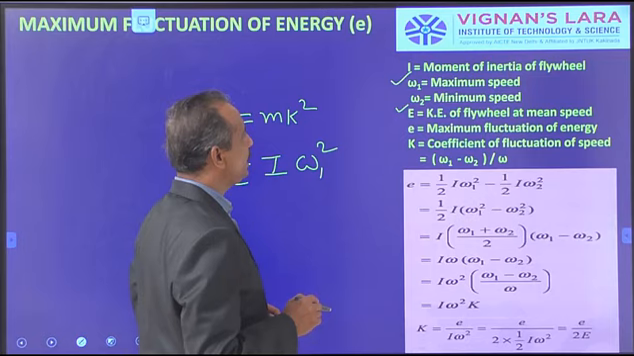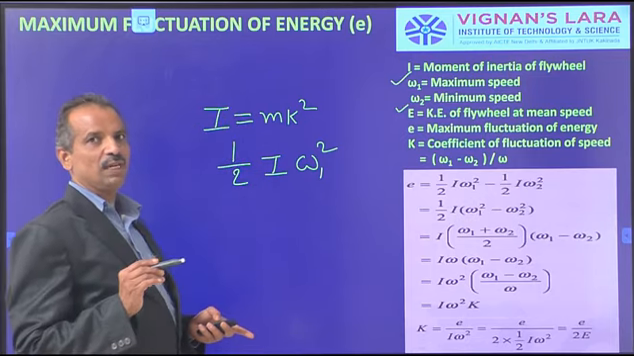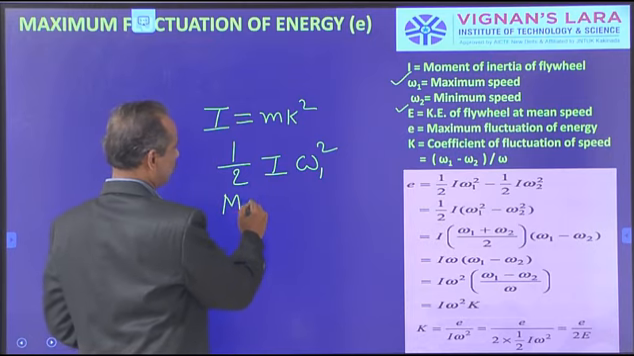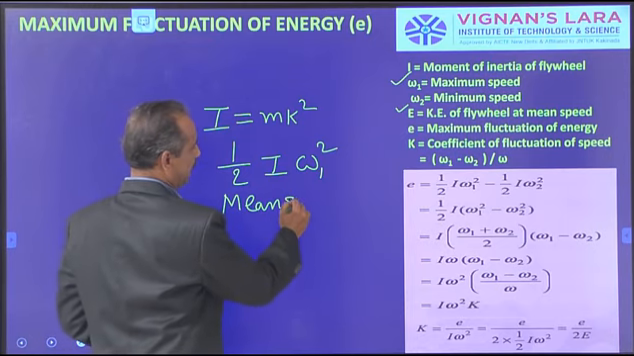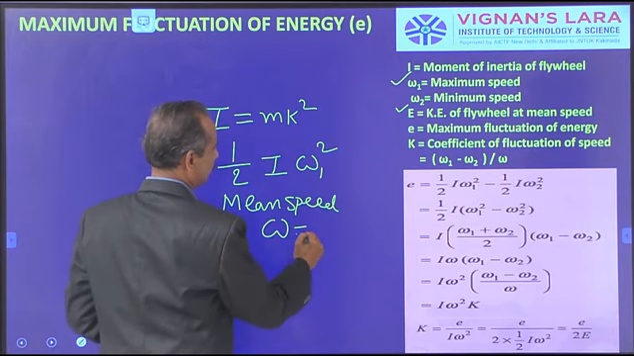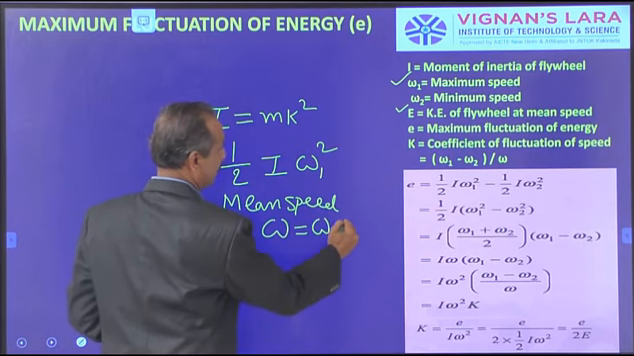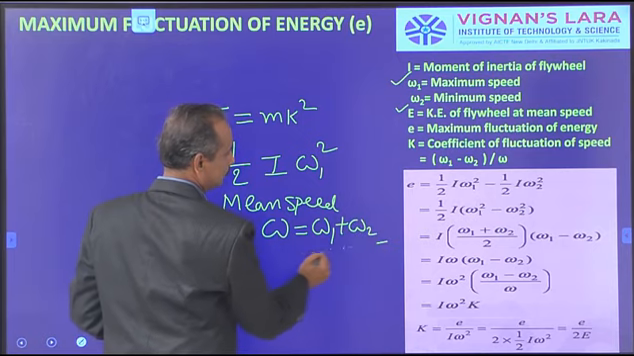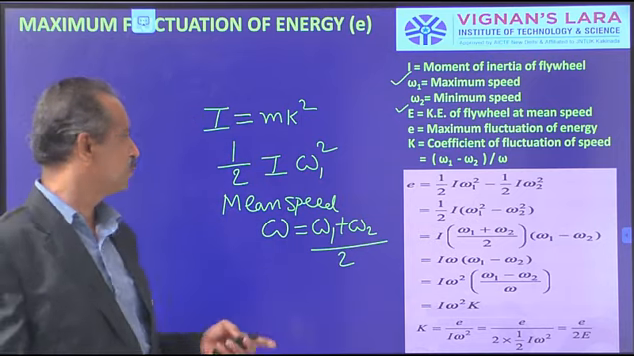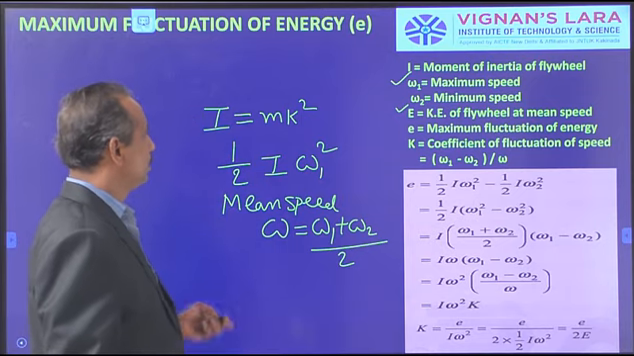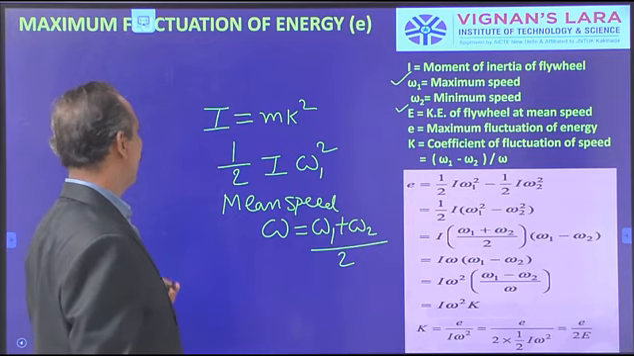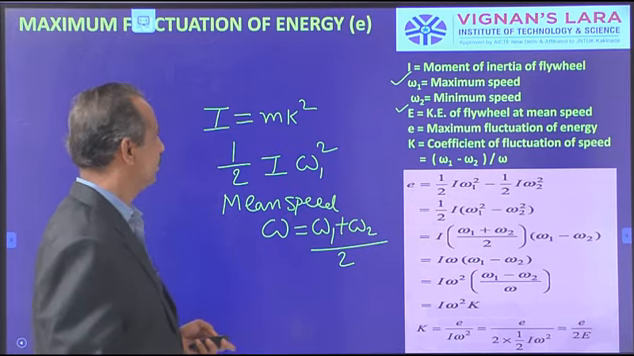So capital E is the kinetic energy of the flywheel at mean speed. What is mean speed? Mean speed is nothing but maximum speed plus minimum speed by 2. So if I write capital E, it is nothing but half I omega square.